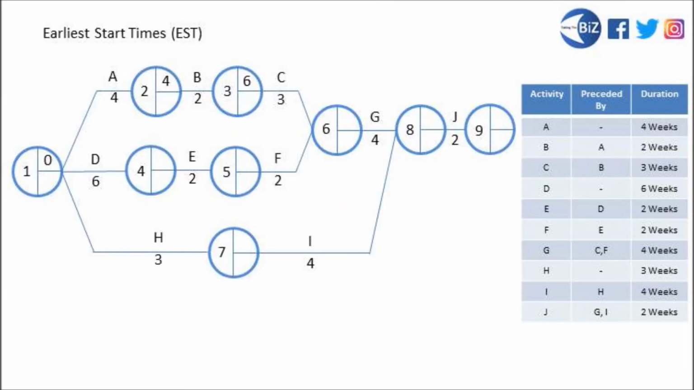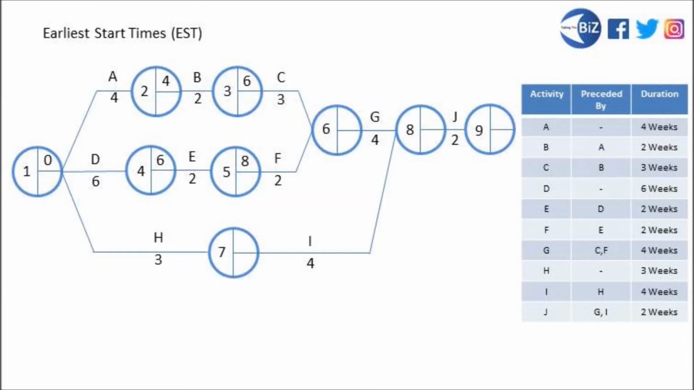We head on to the middle branch, we can have a look at D. D can begin on week 0 but takes 6 weeks, so we'll write 0 plus 6 in as the earliest start time in node 4. That means that 6 weeks is the earliest time activity E can kick off on. We'll do the same for activity F and put an earliest start time for that one in node 5. So we'll take E's earliest start time of 6 weeks, add on E's duration, which is 2 weeks, and 6 plus 2 equals 8 weeks as the earliest start time for activity F.